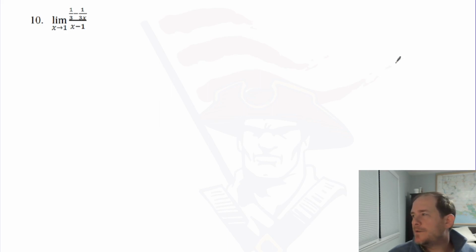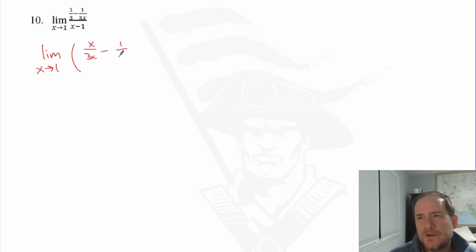Okay. All right, this one doesn't look bad. It looks pretty simple. In fact, it's so simple that to combine these fractions, I only have to multiply the first term by x over x to get to my LCD of 3x. So that means this fraction will be x over 3x minus 1 over 3x, and that's all over x minus 1.